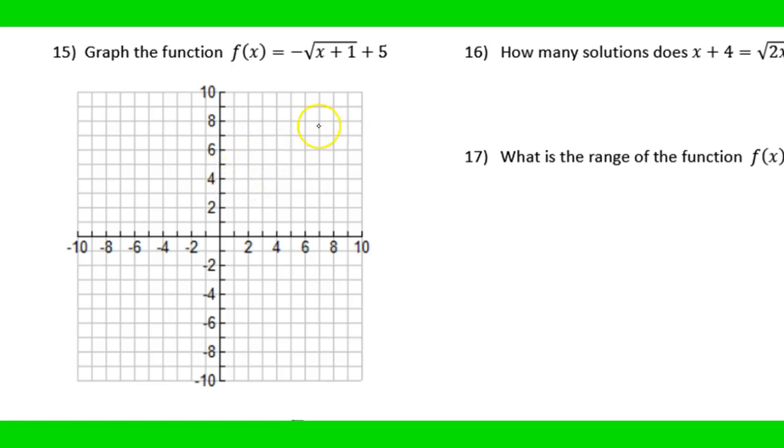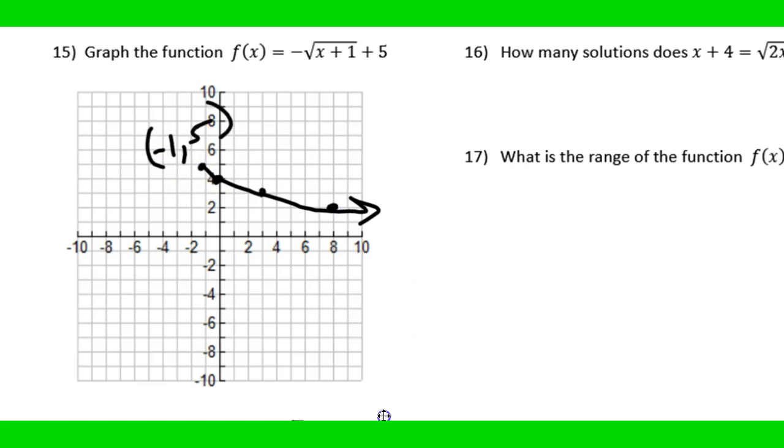And when you do that, go to your table. When you go to your table, you have -1, 5. You have 0, 4. You have 3, 3. And you have 8, 2. So you have this right here, okay? So now again, this point right here though is -1, 5.